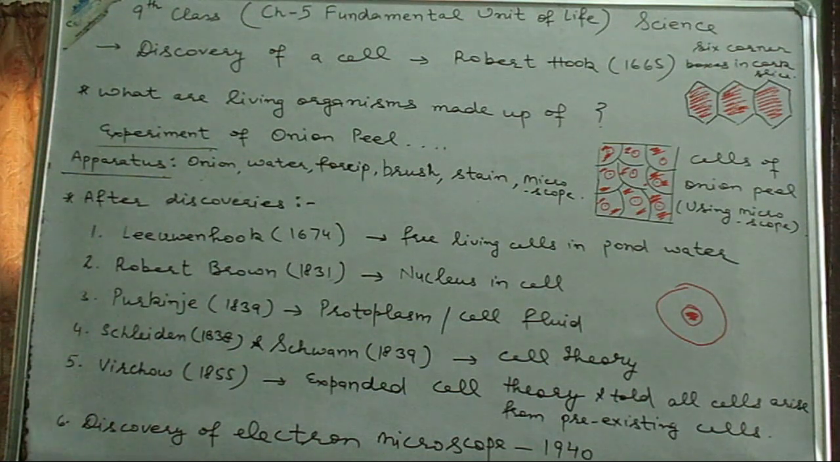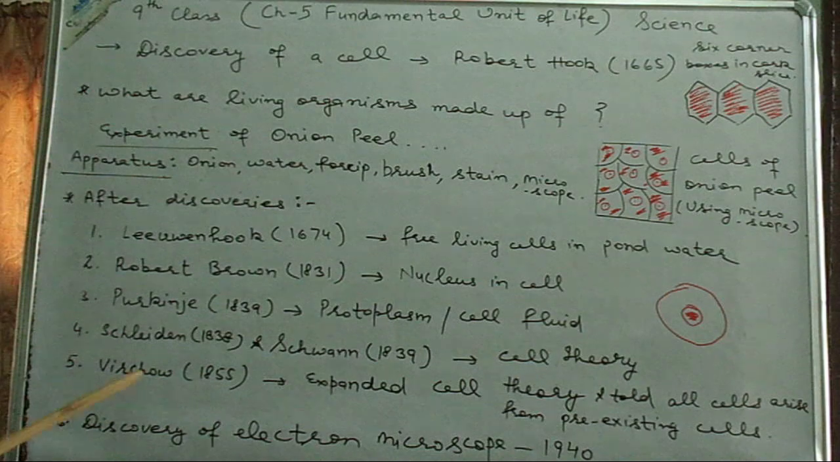After that, in 1855, Virchow expanded the cell theory. In this expansion he proposed that all present cells came from pre-existing cells.